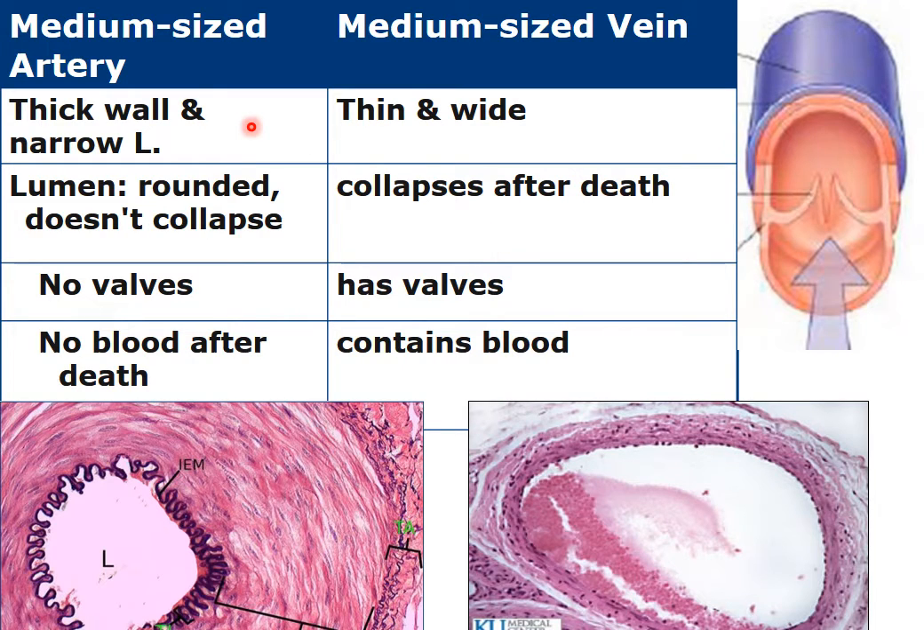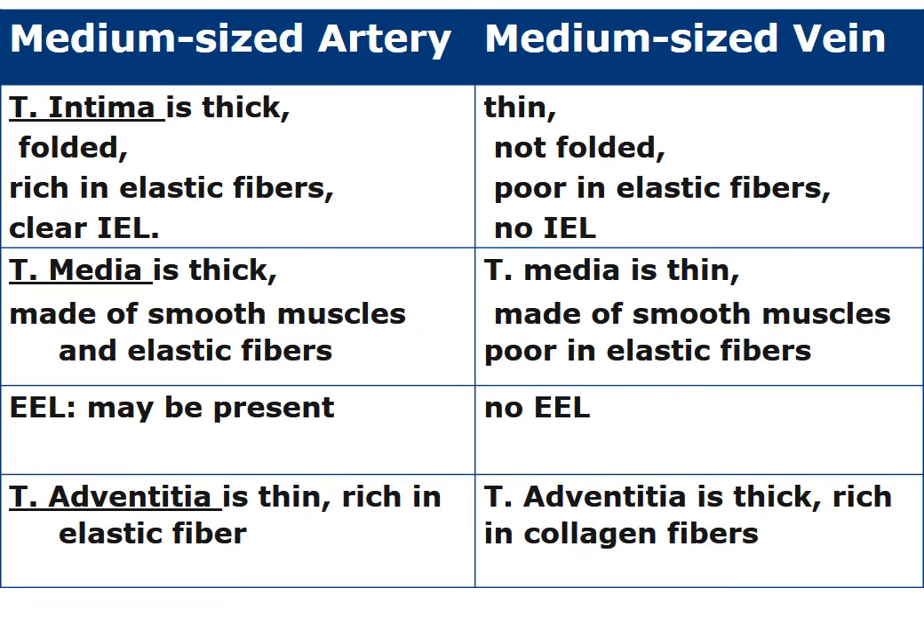If we look at the artery and the vein, the artery has a thick wall and narrow lumen, while the vein has a thin wall and wide lumen. The lumen of the artery may never contain blood after death, while that of veins may contain blood. The lumen of the artery is rounded and doesn't collapse due to the presence of internal elastic lamina, while that of the vein usually collapses. Arteries have no valves, while veins have valves. If these valves are disturbed, the patient will have what is known as varicose veins. This is the histological comparison between the three layers that I have described.